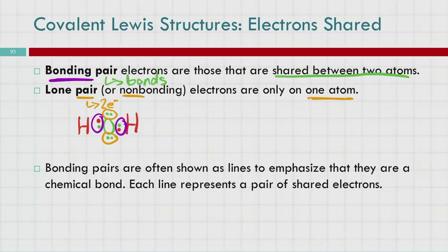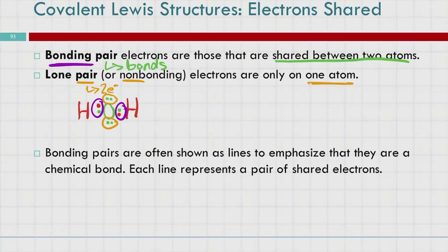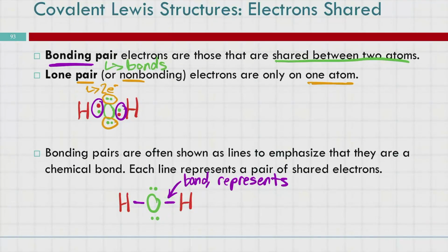Again, this is only one way to represent things, and this is not my favorite way to represent the bonds. Bonding pairs can also be shown as lines, which I prefer, to emphasize that they are a bonding pair. So what that would look like is this. So we've got 2 bonding pairs, 2 bonds. Each of these little lines represents 2 electrons. 1 line, 2 electrons. They're sharing.